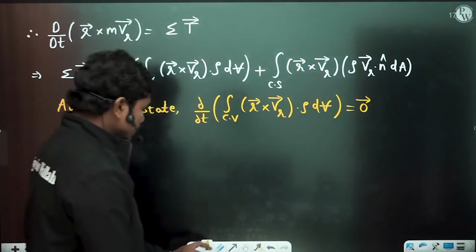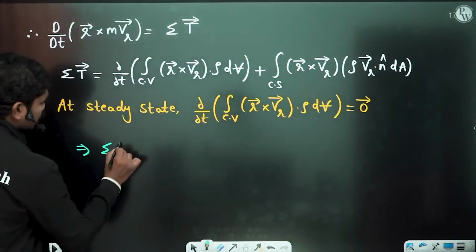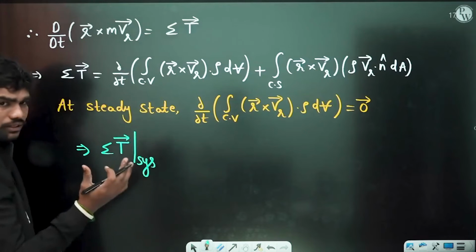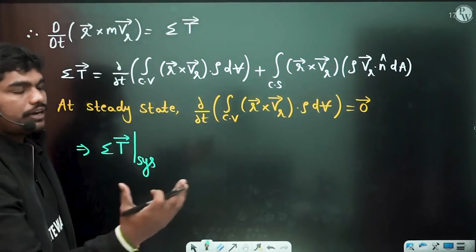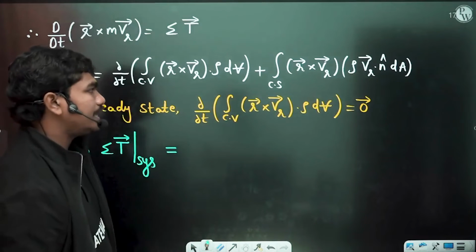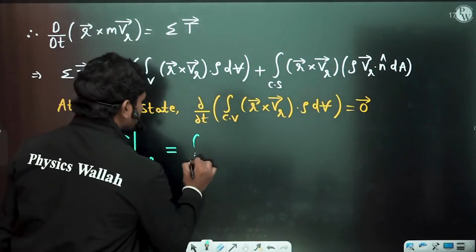Now if you see this, this implies the net torque acting on the system. Basically fluid is your system, for example, so the net torque acting on the fluid is equal to, now if you see this equation, this is the total control surface.